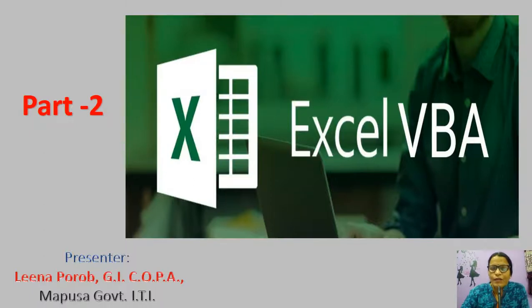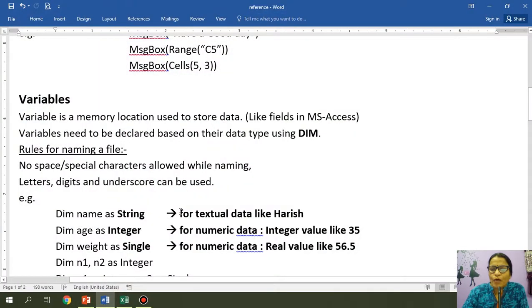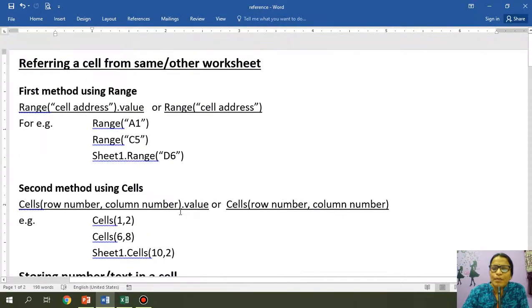Hello everyone. Today we'll see part 2 video of Excel VBA. Last time we had seen how to display a message simply using message box. Today we'll see how to refer a cell from the same or other worksheet.